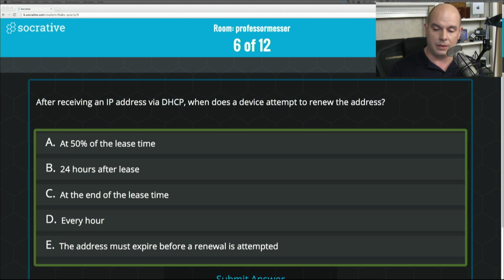There's quite a number of things with DHCP you have to know. You have to know the process of how DHCP works. You have to know the renewal of DHCP. You have to know about leases. You have to know about reservations.